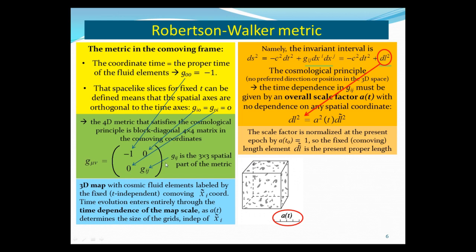So the picture you have is like a 3D map, which has cosmic fluid elements labeled by some fixed, which means time independent, coordinates x tilde, and the time dependence enters entirely through the time dependence of the map scale. Like any map, you have a scale on the side. Let's say 1 megaparsec is represented by 1 inch, and then, I don't know, 5 billion years later, 1 megaparsec is represented by half an inch, and so on and so forth.